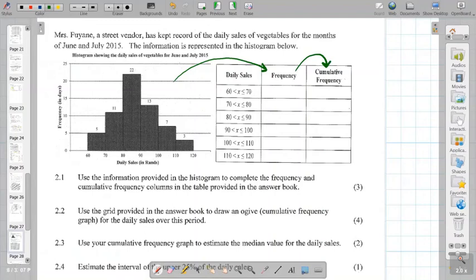And with a cumulative frequency table, we draw an ogive. The same process can be done backward. They can give us an ogive, and you can fill in the table, but in the ogive it must be clear and visible, the points, the dots, so you shouldn't be guessing.